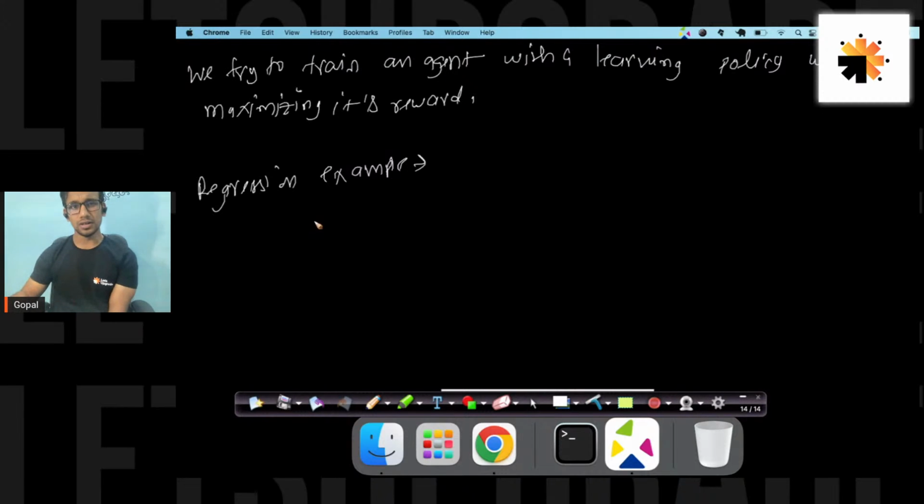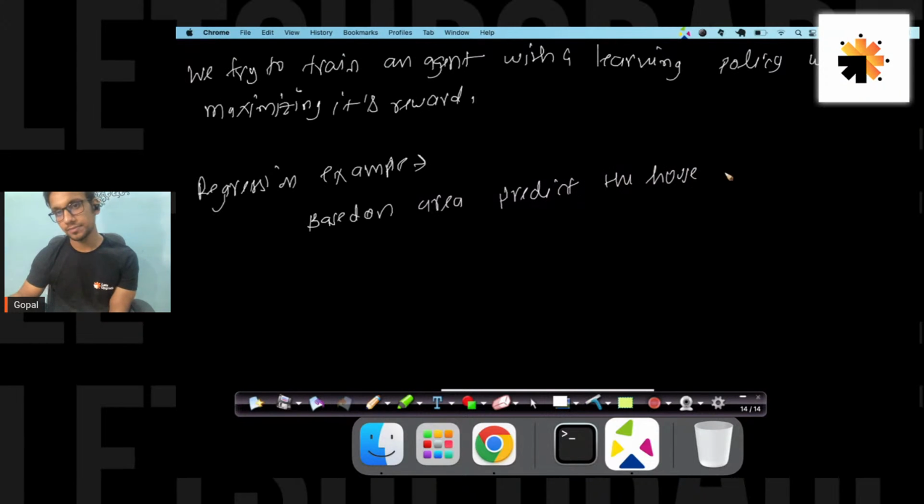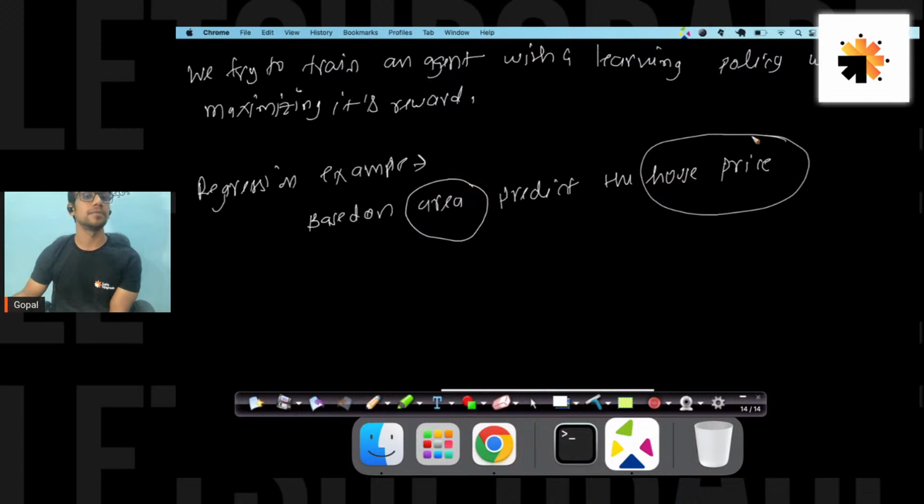Let's say, it's a very straightforward example. Based on area, predict the house price. So how many parameters or variables do you see? First one is the area, and based on the area, what you need to predict is house price.